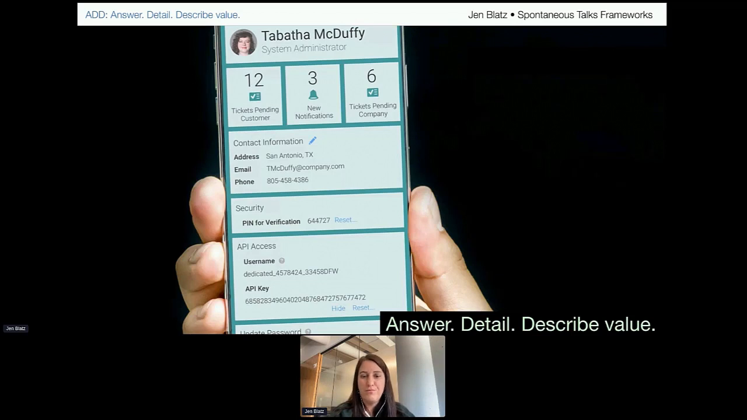So let me tell you a little bit about the value shown here on mobile. An admin like Robert, again, this is the critical information he needs about Tabitha to take action, to give her or deny permissions without having to hop over to a computer. He can do it right here on his mobile phone.